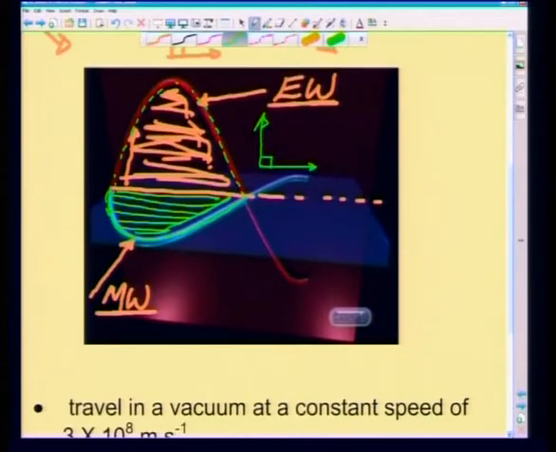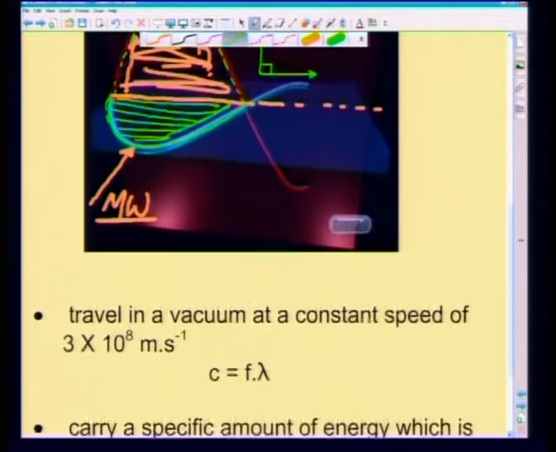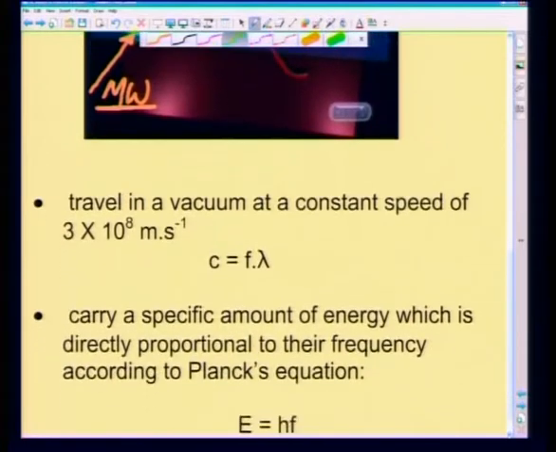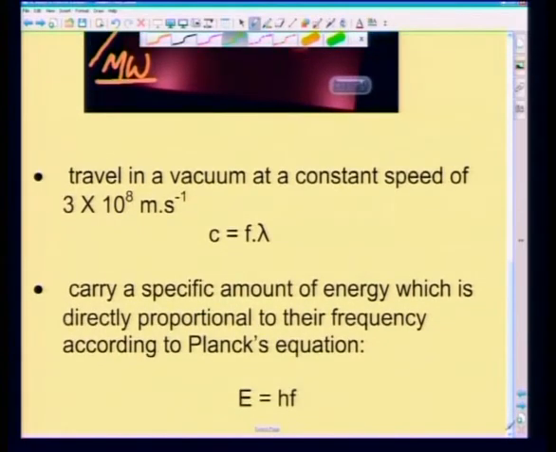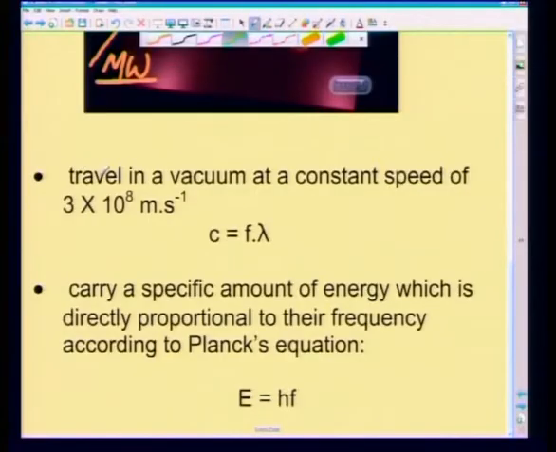Right. Now, what else can we say about these electromagnetic waves? There are two more things that are very important that I need to mention about electromagnetic waves. Here is one. These electromagnetic waves travel in a vacuum. Now, what is a vacuum? It's space without air. A vacuum, it's space without air.